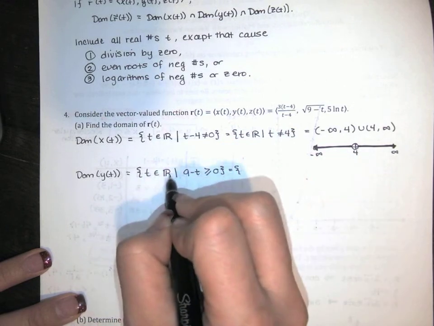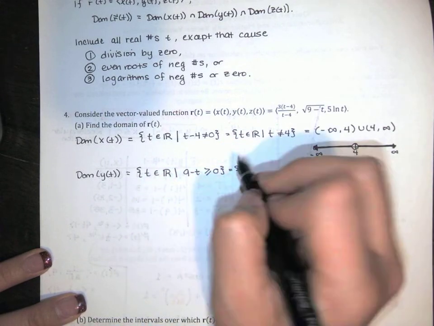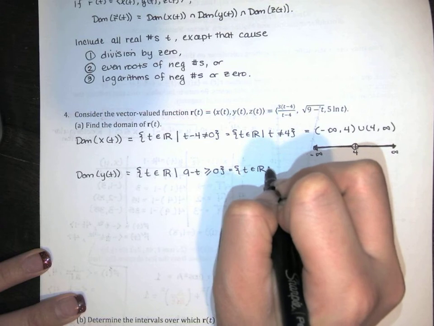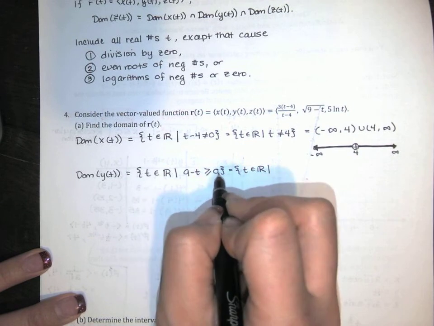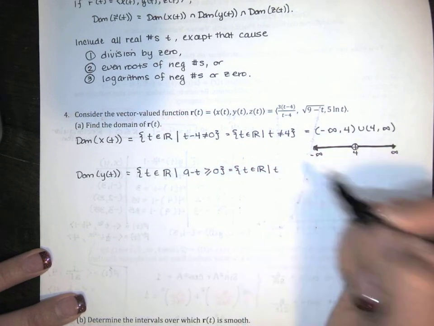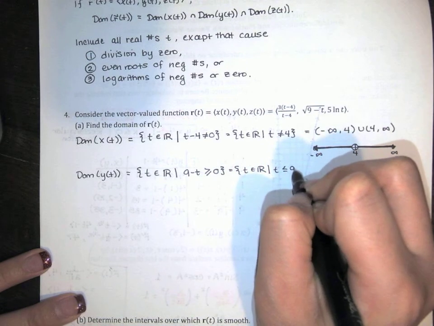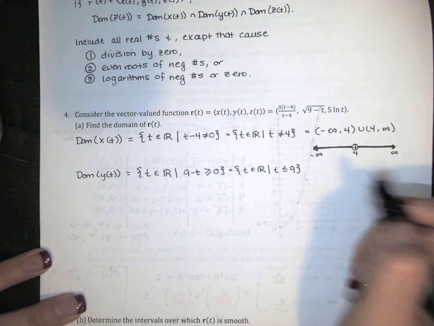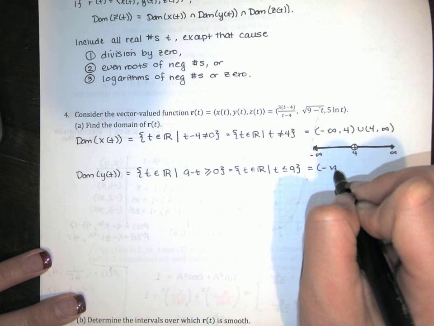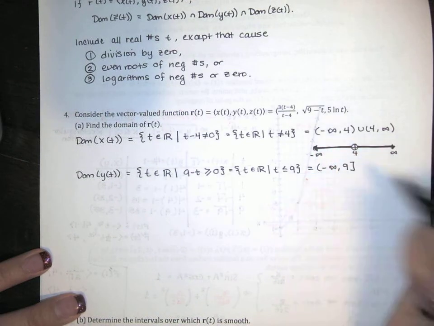So our domain is the set of all real numbers t such that this is true. Get t by itself by adding t to both sides, then maybe rearranging. 9 is greater than or equal to t, which means t is less than or equal to 9. And in interval notation, that's negative infinity to 9 inclusive.